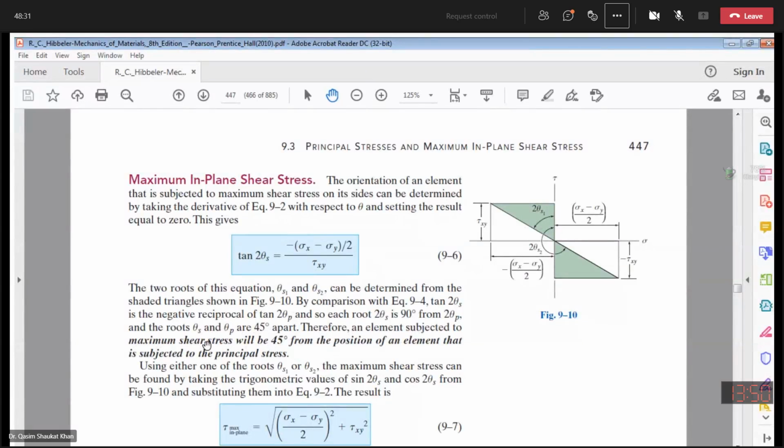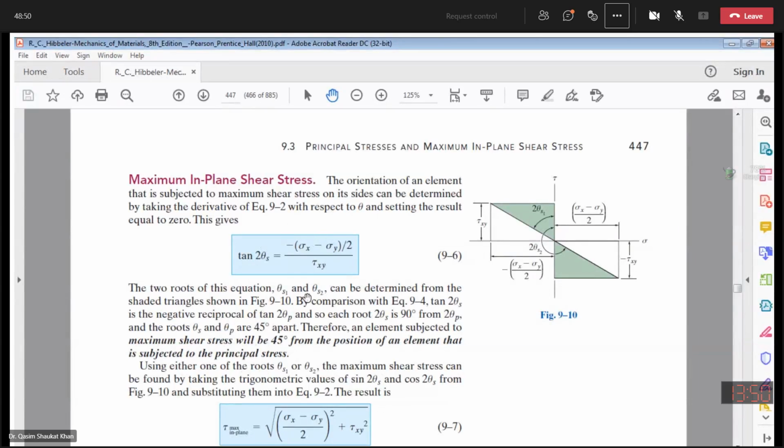So you have seen, and I have explained in the figure as well, that shear stresses are at 45 degrees to the principal stresses. The principal shear stresses are 45 degrees from the position of an element that is subjected to the principal stresses.